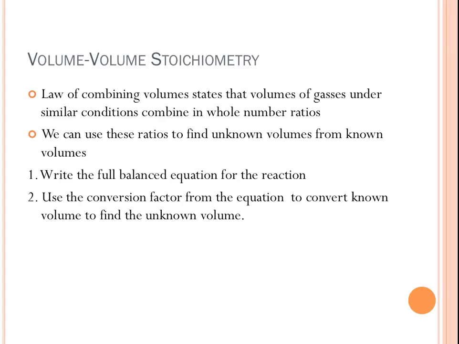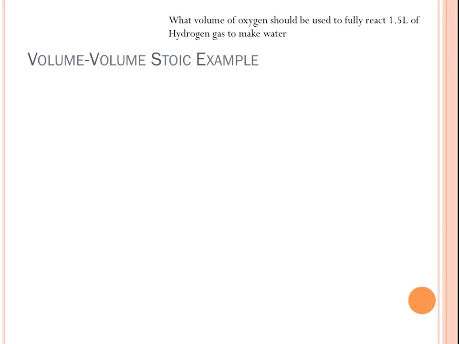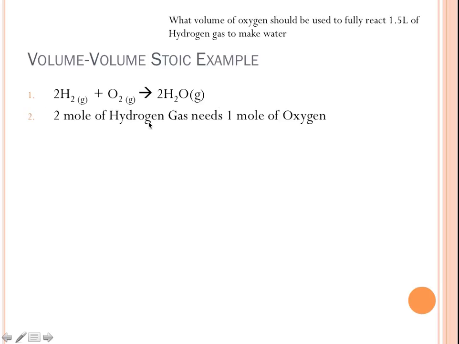So the 2 steps. Firstly, I write the full balanced equation. Then I use the conversion factor, which you may know as your coefficients, okay, to find my unknown. Okay. So what volume of oxygen should be used to fully react 1.5 litres of hydrogen gas to make water? So I've got a 2-to-1 ratio in my full balanced equation, which is the first thing that I do. 2 mole of hydrogen gas needs 1 mole of oxygen. So I'm just going to use these ratios.